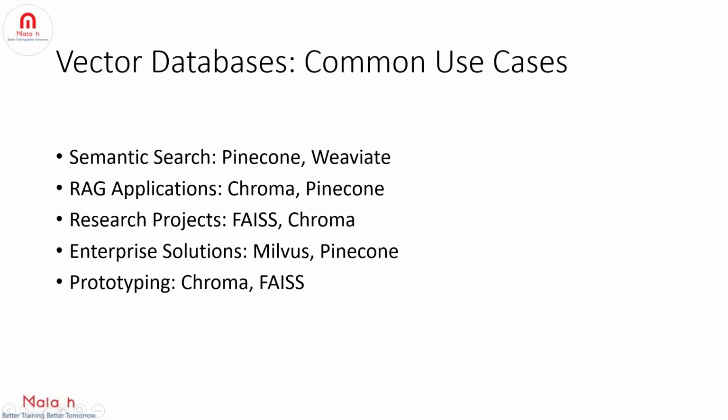And what are some of the common use cases? If you are building a generative AI application that requires semantic search, then you go for Pinecone or Weaviate. For RAG applications, Chroma or Pinecone, right? We have already seen how to use Chroma when building a RAG application. For research projects, Chroma or FAISS. For enterprise solutions, Milvus or Pinecone. For prototyping, that is proof of concept projects, you can go for Chroma or FAISS, right?